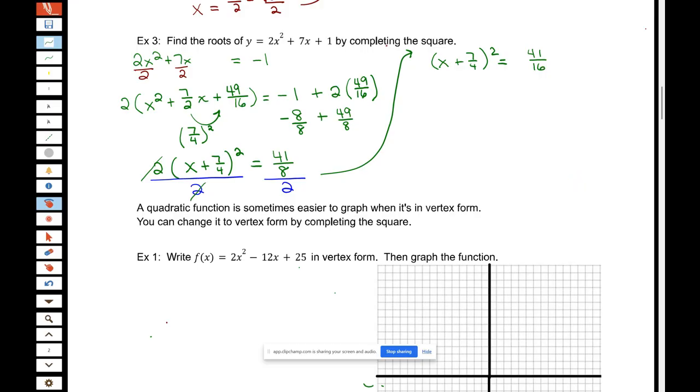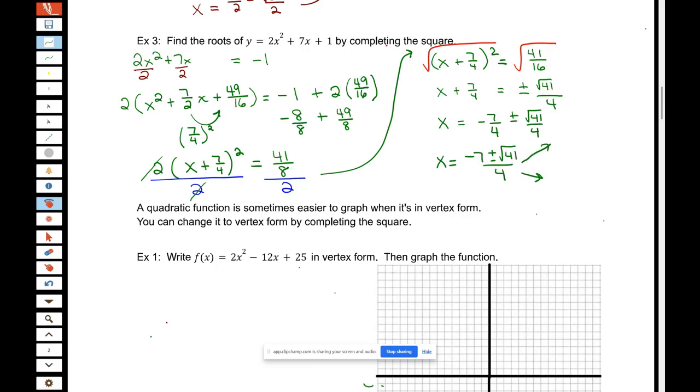Now my next step is to use my square root property. I'm going to square root both sides. So that's going to give me x plus 7 over 4 equals plus or minus square root of 41. And then the square root of 16 is just 4. So that's nice. I subtract my 7 over 4 to the other side. And then combine my fraction. -7 plus or minus square root of 41 over 4.